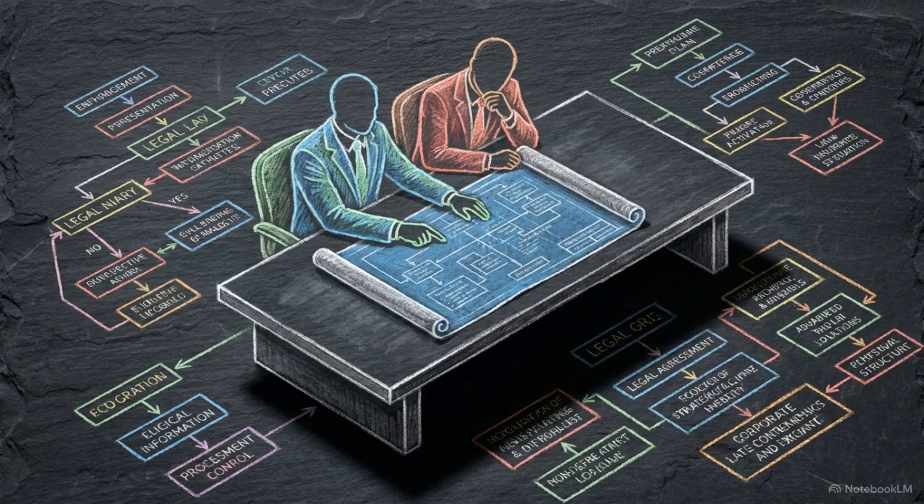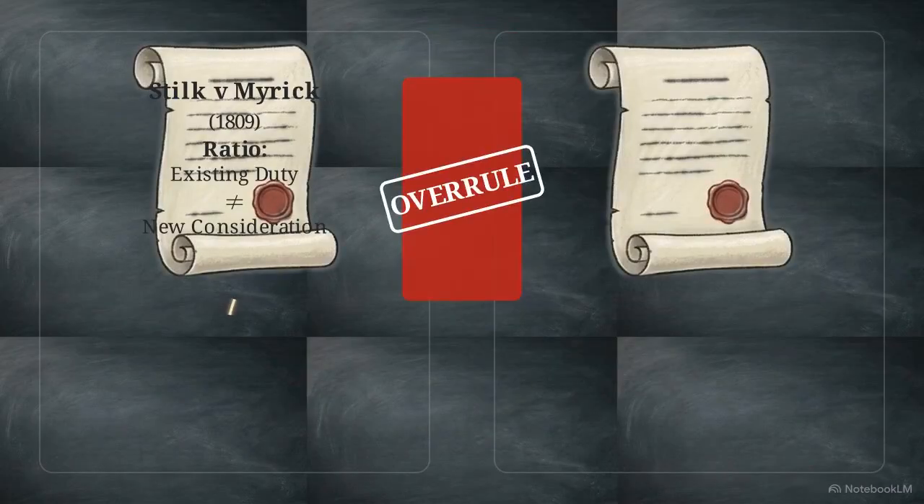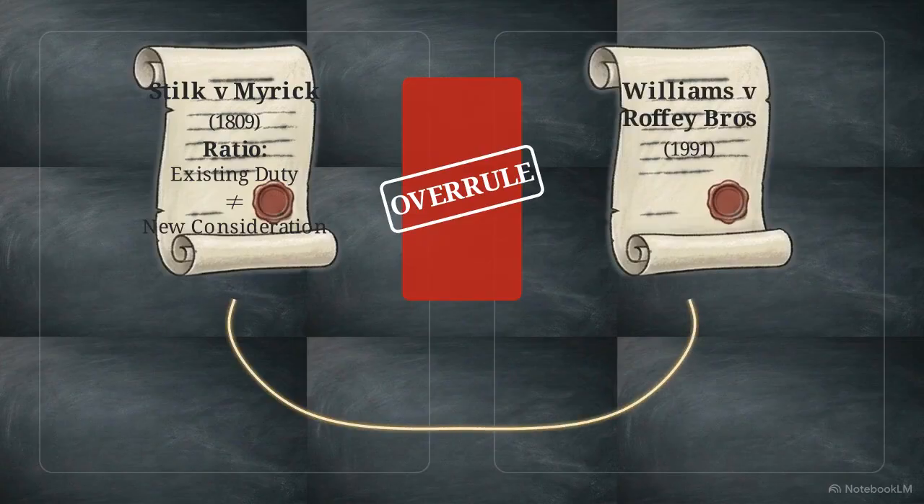They couldn't simply overrule a bedrock precedent, so they distinguished the facts. They refined the ratio. The court held that because the main contractor received a practical benefit, specifically avoiding severe financial penalties for finishing late, that practical benefit counted as valid consideration.